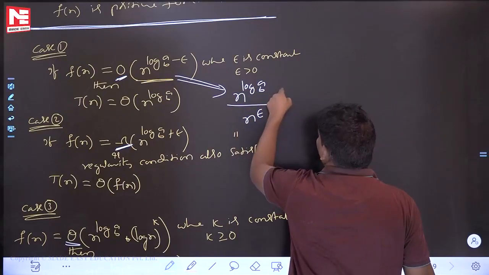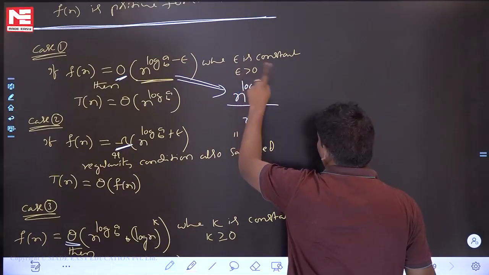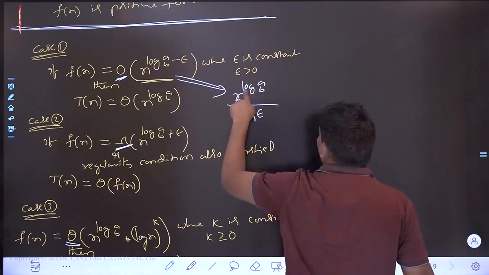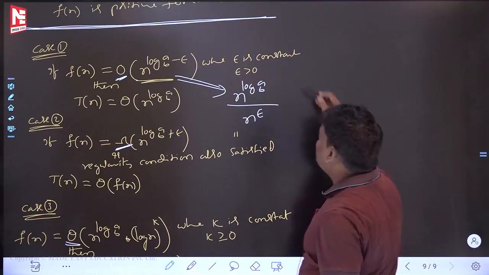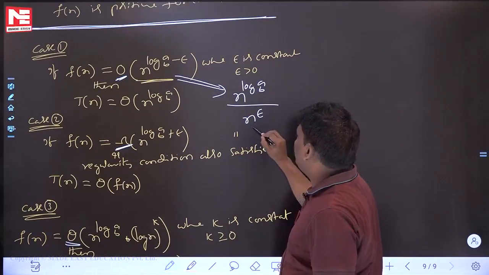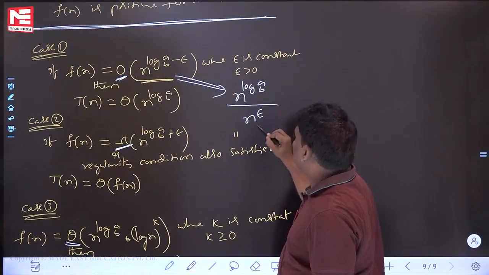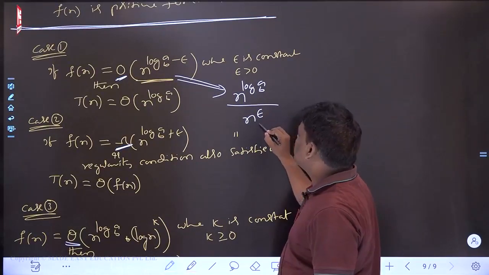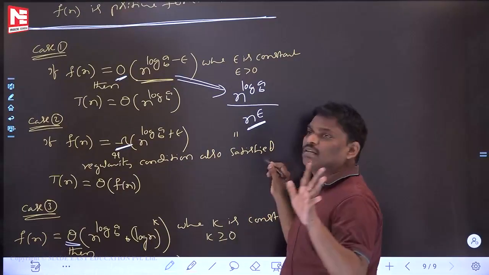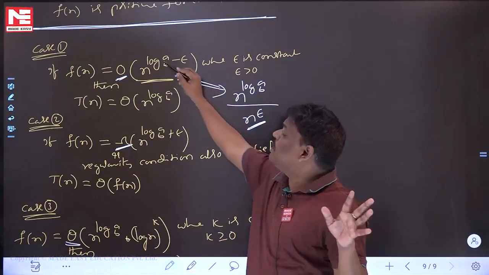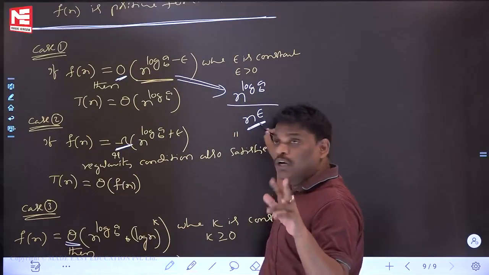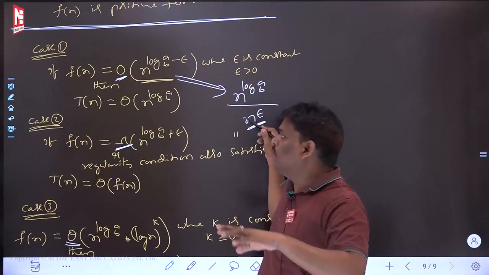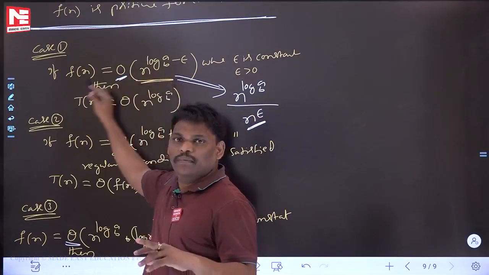Minus epsilon in the power is nothing but, n power a minus b means n power a by n power b. So this is nothing but n power log a base b by n power epsilon, where epsilon is a constant greater than 0. What is the meaning? It is an indication that this is polynomial. If I divide n power log a base b by a polynomial, then both are equal.